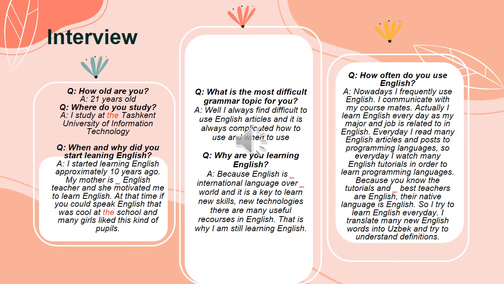For example, he used the article the before the name of the university, or he missed the article an when he indicated the profession. For example, he said my mother is English teacher where it was supposed to be an English teacher. Or another example is that he missed article the before the word best. According to the rule, we have to use the article the before the superlative adjectives.